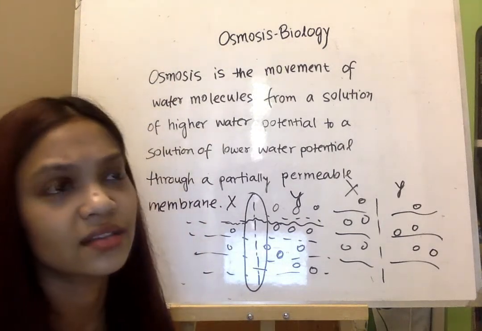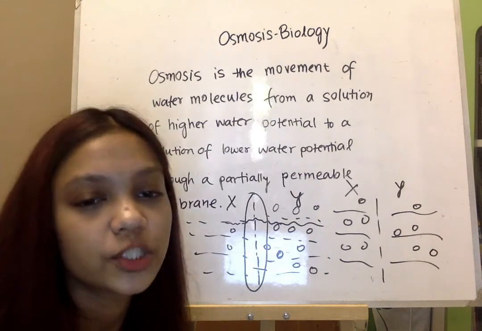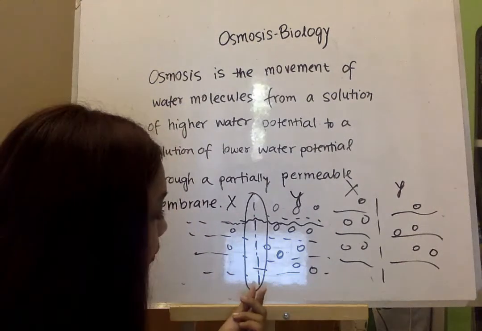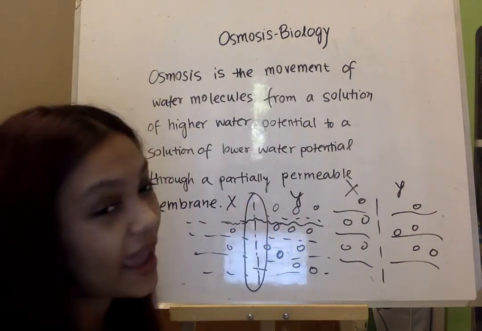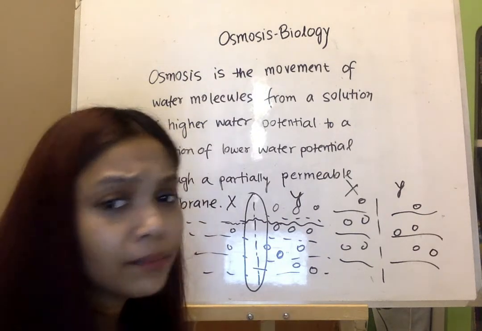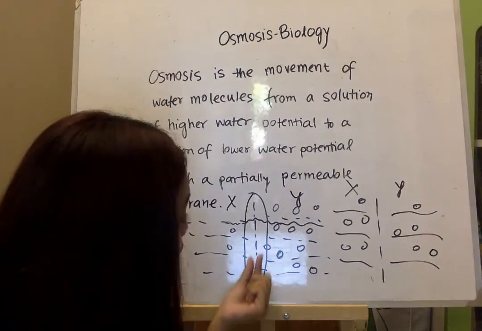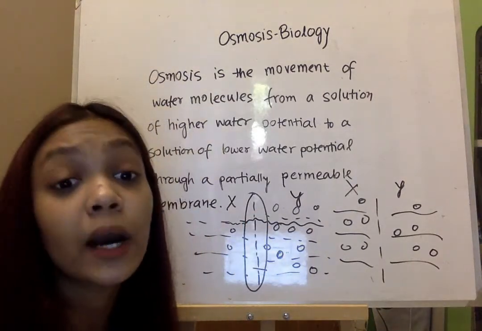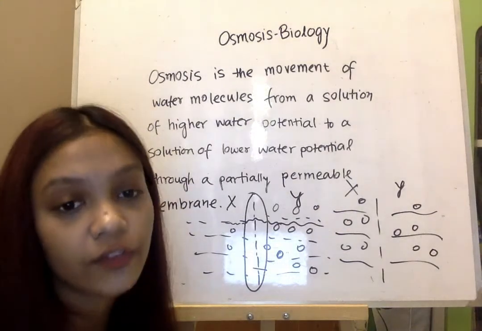Now, osmosis is a passive transport, which means that it does not require any sort of energy. The cell membrane is fitted with special protein channels called aquaporins, which allow the water molecules to pass through without expending any sort of energy.